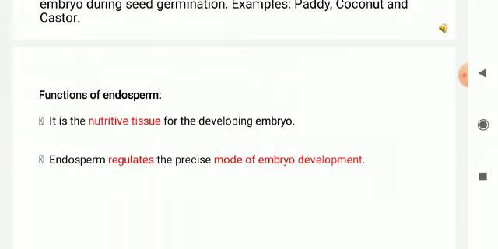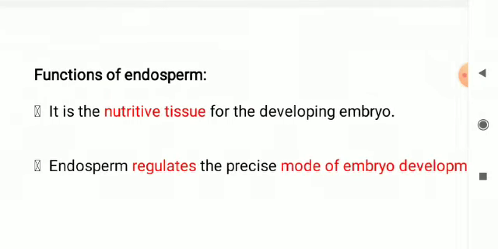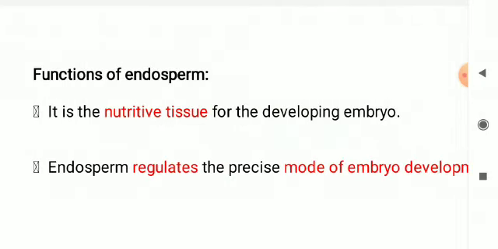Now, functions of endosperm. The major and most important function of endosperm is to provide nourishment to the developing embryo. That is why it is commonly called nutritive tissue that provides nutrition to the embryo. By taking nutrition from the endosperm, the embryo can develop into a mature seedling. And the second function is that endosperm regulates the precise mode of embryo development. It helps in proper development of the embryo.